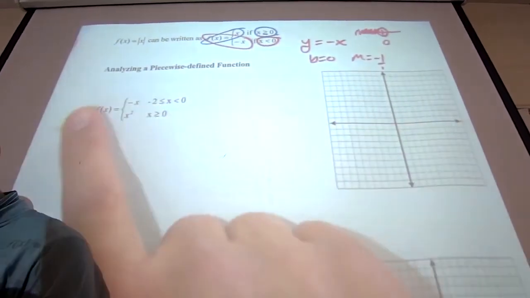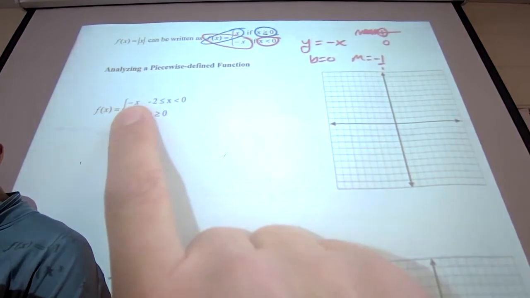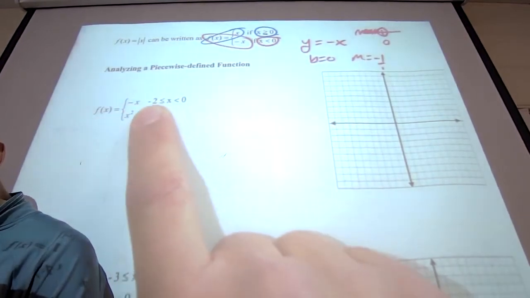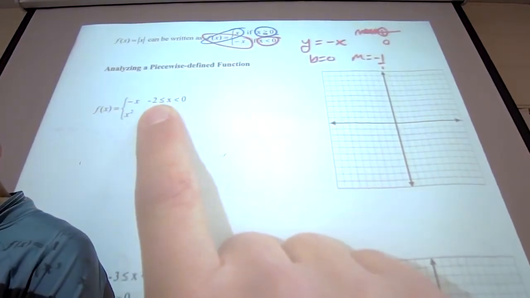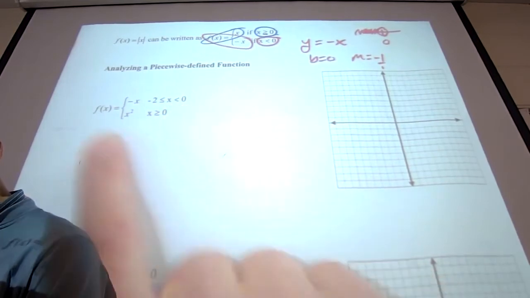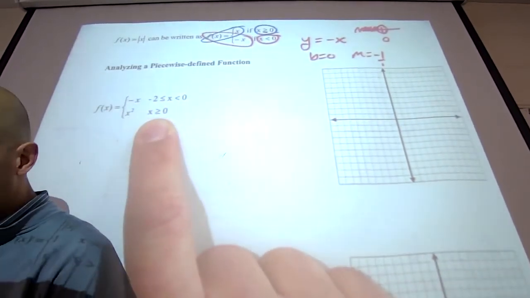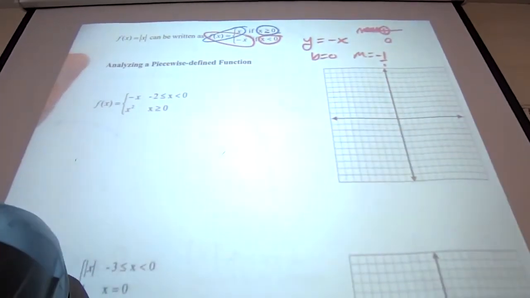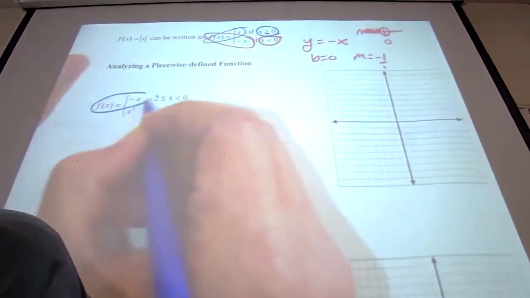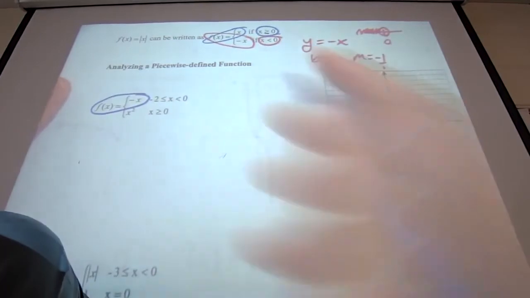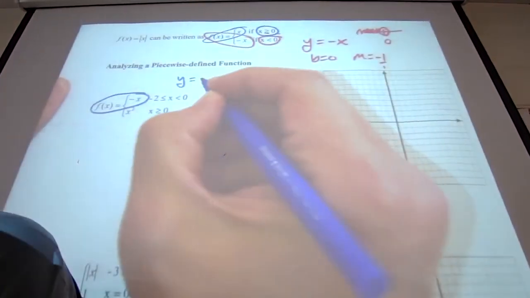The next one I have is a piecewise function. I have f of x equals negative x, where negative 2 is less than or equal to x, which is less than 0. And the other part I have is f of x equals x squared, where x is greater than or equal to 0. Again, I always look at these individually. So the first thing I have to be able to do is graph y equals negative x.